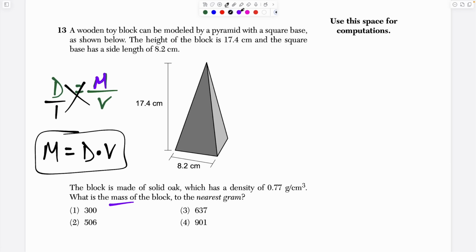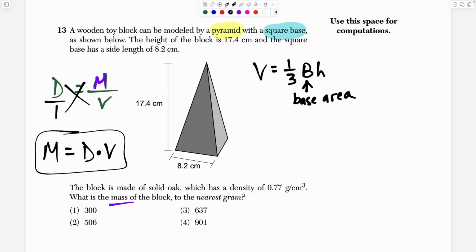So now first what we could do is we could solve for the volume of this pyramid. Okay, so we have a pyramid, and the volume of a pyramid is equal to 1/3 capital B times H, where B is the base area. Okay, so the base area, and they told us here that we have a square base.